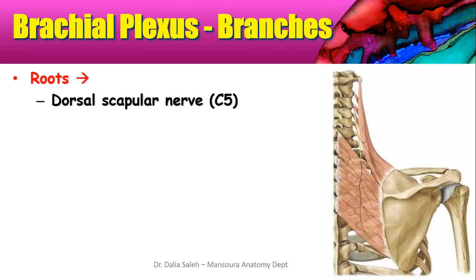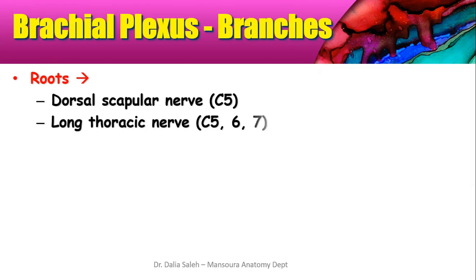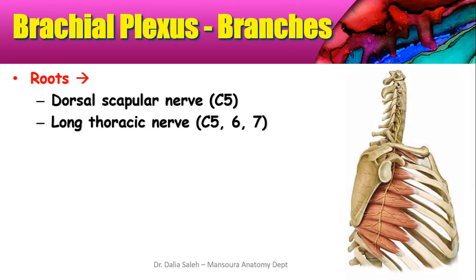What are the branches of the brachial plexus? From the roots, we have the dorsal scapular nerve that arises from C5. It descends backwards and supplies the muscles attached to the medial border of the scapula. We have the levator scapulae and rhomboides minor and major. Also, we have the long thoracic nerve that arises from C5, 6, and 7. It descends on the side of the chest and supplies the serratus anterior muscle.